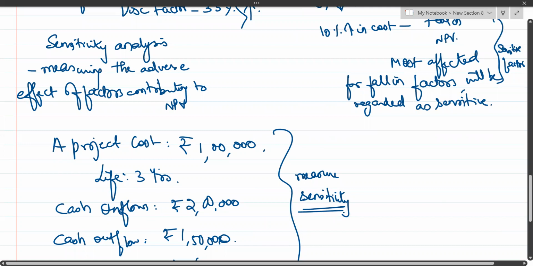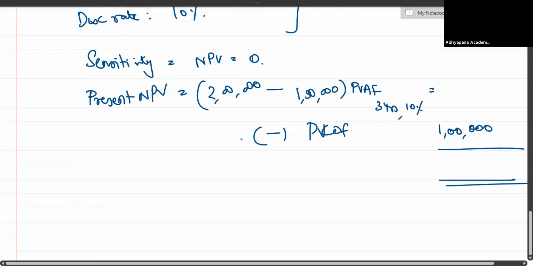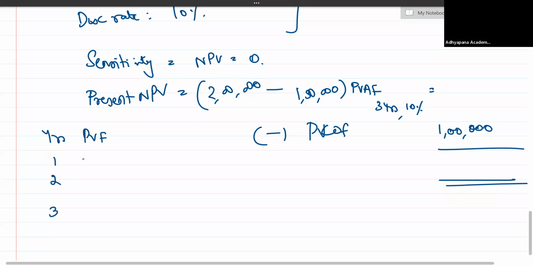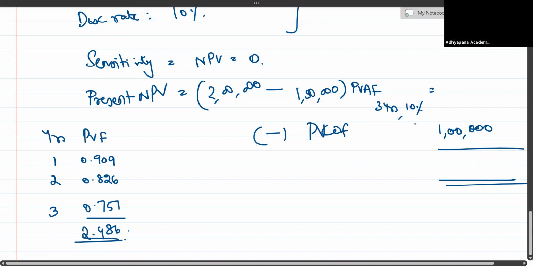Just a minute. Mute yourselves, please. The present value annuity factor at 10% for 3 years will be the sum of the present value factors for years 1, 2, and 3 at 10%. So it is easy. 0.909, 0.826, 0.751. You all should be knowing this because you're all in the final level now. So it is 0.909 plus 0.826 plus 0.751, which is 2.486. So 50,000 into 2.486 will give us 1,24,300.